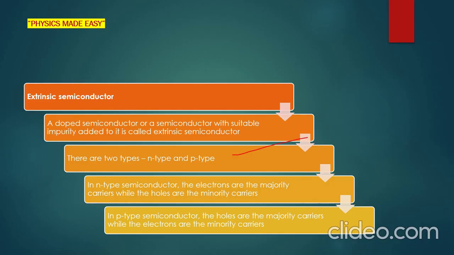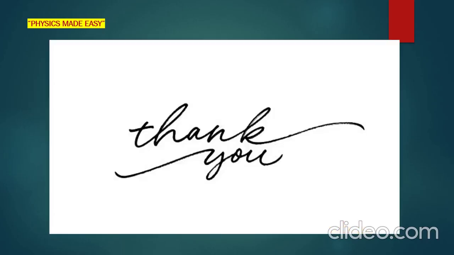Whereas in P-type semiconductors, the holes are the majority carriers while the electrons are the minority carriers.